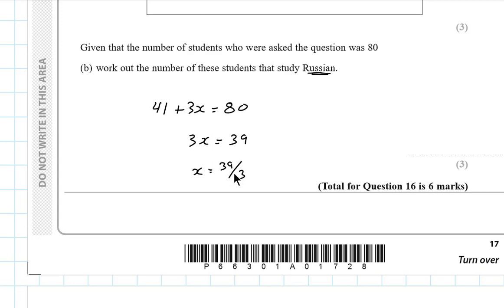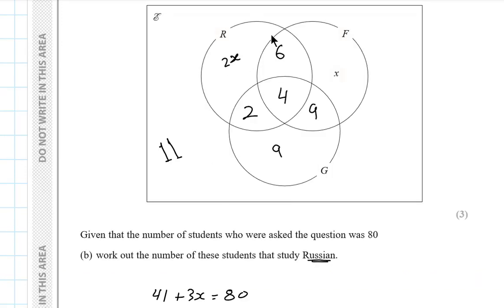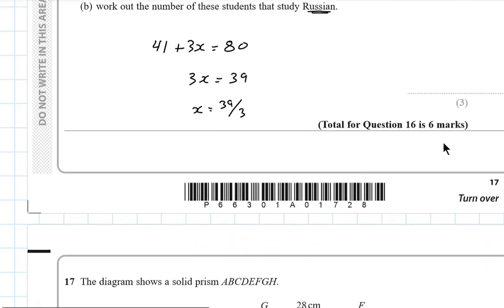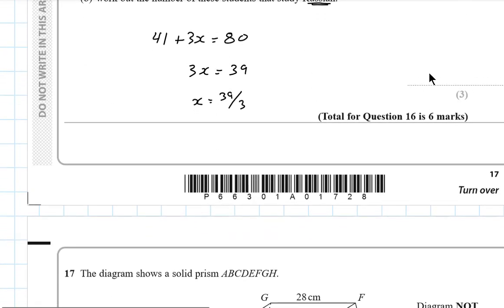be 13. So 26 is the students who study Russian only, right? For all the Russian set, we have here 26 plus 4, 30, 38. It will be 38, okay? 38 students. Very good.